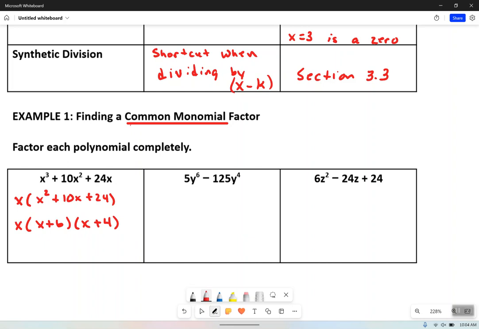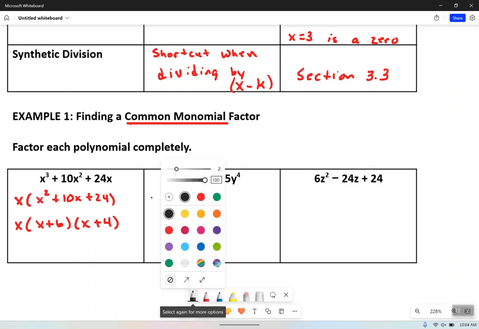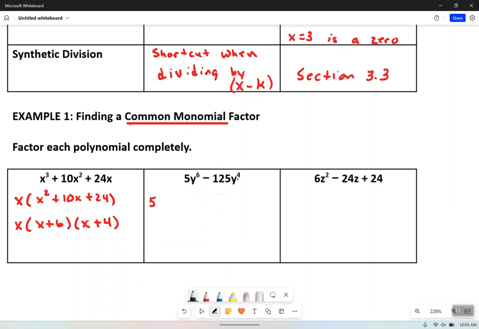What could you pull out of 5y to the 6th and 125y to the 4th? I could take 5y to the... I can't take 5y to the 6th because how many y's are over here? There's only 4 possible. So you guys agree that I could take 5 out of each and then y to the 4th out of each? Okay, so this would leave me with y squared minus 25. Now, guys, is 25 a perfect square?